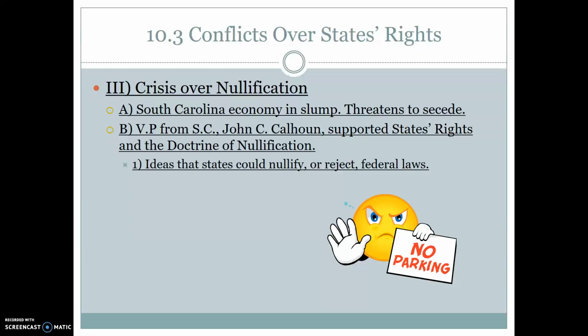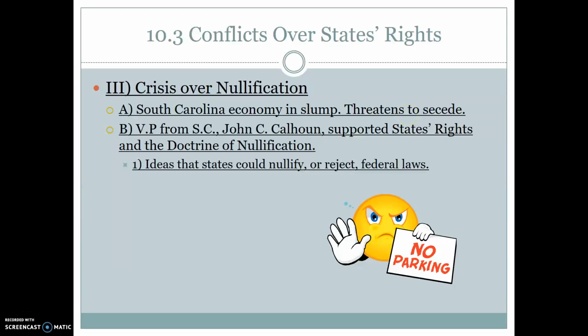So South Carolina threatens to secede, and it's mostly because of the vice president of the United States. Andrew Jackson's vice president at this time, John C. Calhoun, supported the ideas of states' rights and the doctrine of nullification. He supported the idea that the United States is not made out of sovereign citizens, but out of sovereign states, and without the states, the United States itself would not exist. So if the state is the one that liberty is built on, the doctrine of nullification can come into effect, which is that you can nullify or reject a federal law you dislike.